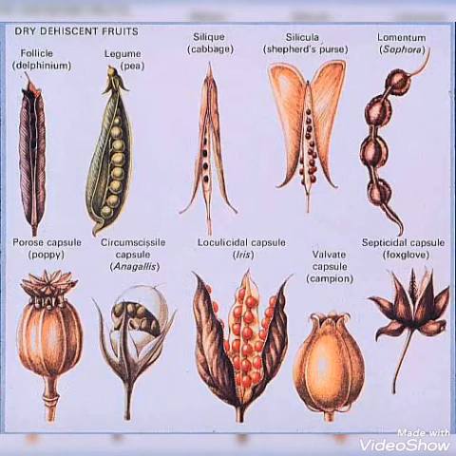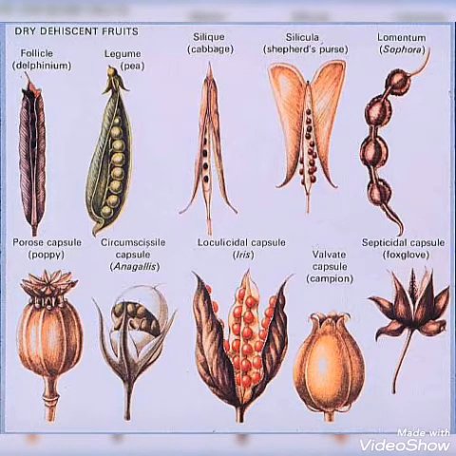Simple fruit is the development from a single ovary. In simple fruit, we are going to read about dry fruit, under which we are going to study dry dehiscent, dry indehiscent and dry schizocarpic fruit. Dry dehiscent, the first one is legume.